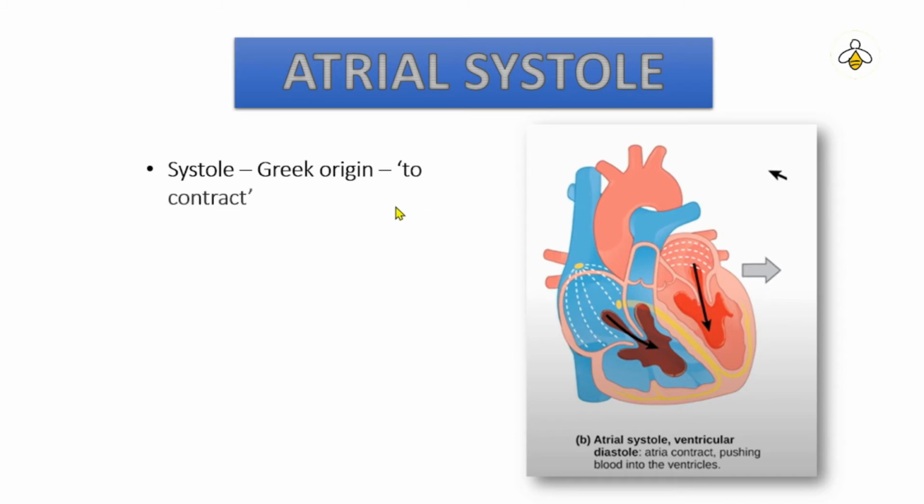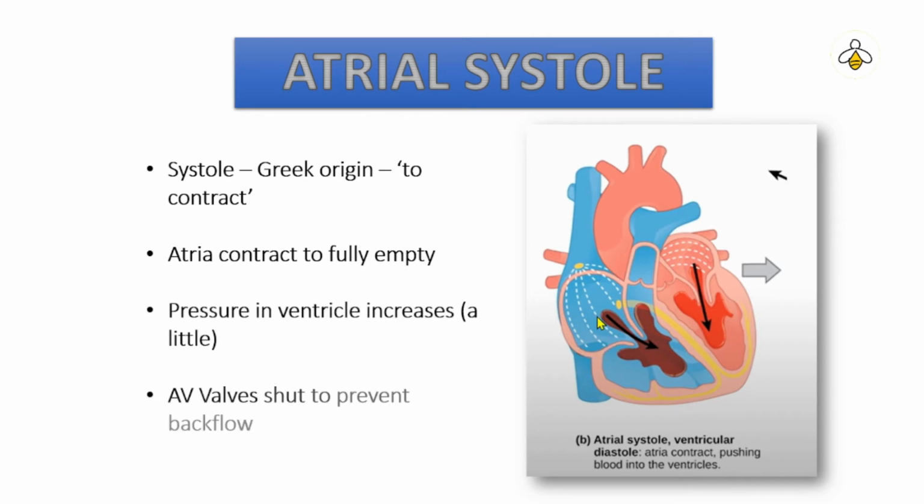Then comes the next stage, that is the atrial systole. The word systole comes from the Greek language that means to contract. During this stage, both the atria that are under the pressure will contract, causing the opening of the AV valve and the release of the blood via the atria into the respective ventricles. There will be a slight increase in the pressure of the ventricles, and it causes the closing of the AV valves, so there is no backflow of the blood.